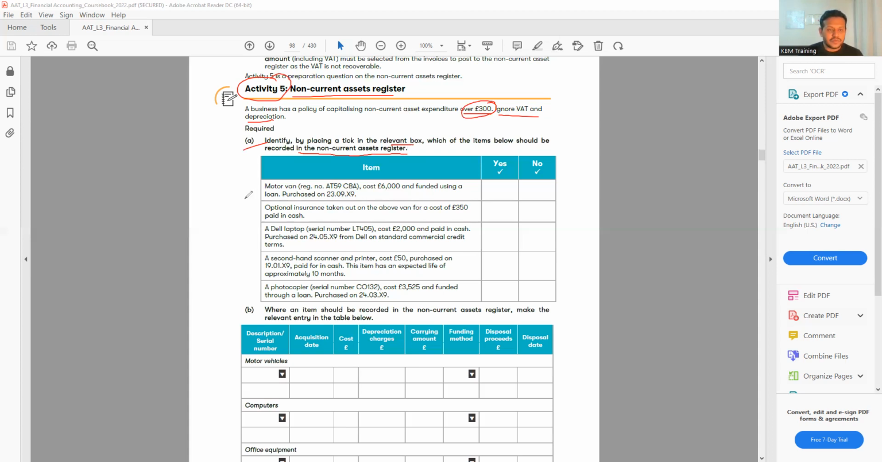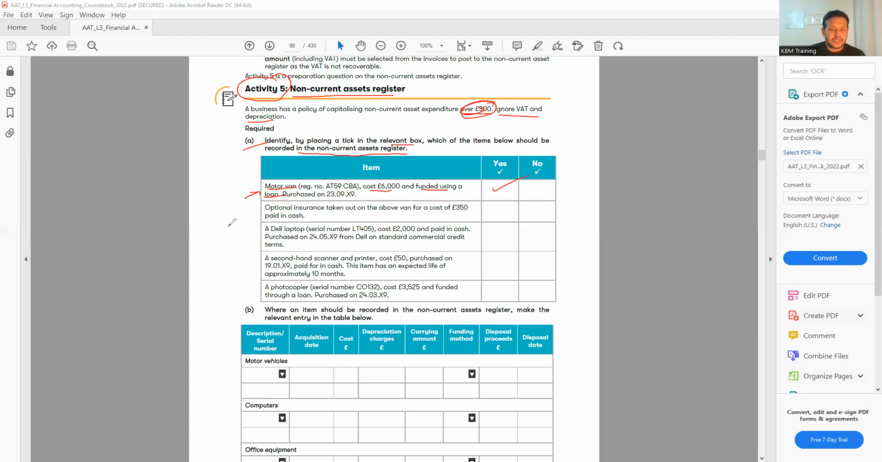We have a motor van. It says the motor van cost £6,000. That means it is more than 300. Funded using a loan. So the motor van is a non-current asset. Remember that: any asset that we can use for more than 1 year is a non-current asset. So the motor van we can record on the register. The answer is yes. So if you buy a motor car, we have to record it on the non-current asset register.